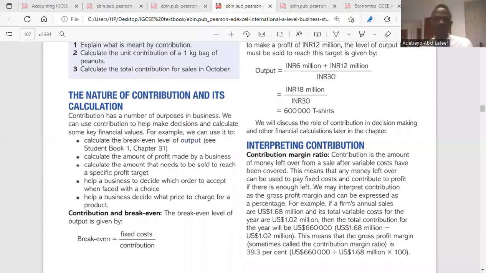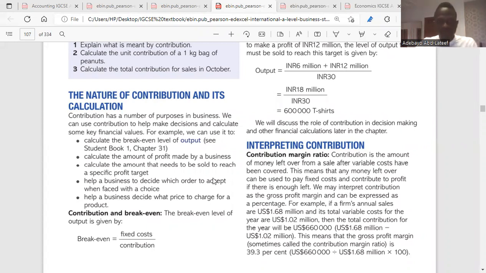Okay, we'll start. So we'll go to the nature of contribution and its calculation. When we talk about the nature of contribution and its calculation, we're basically talking about the purpose of contribution. Why do we have to use contribution? Why do businesses use contribution? So these are the purposes of contribution.